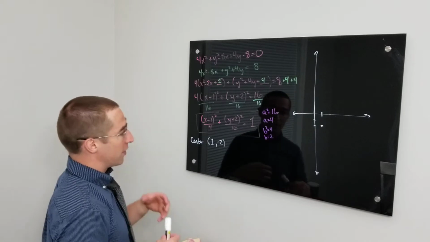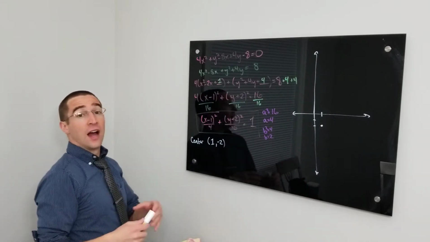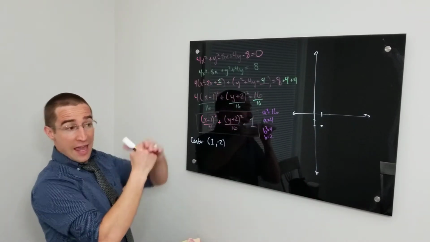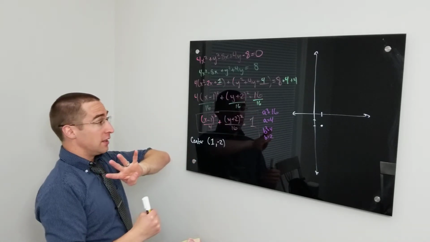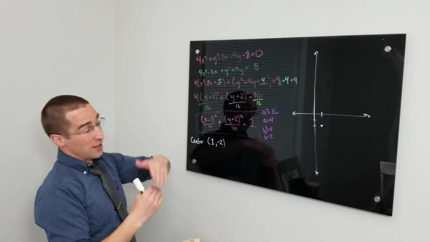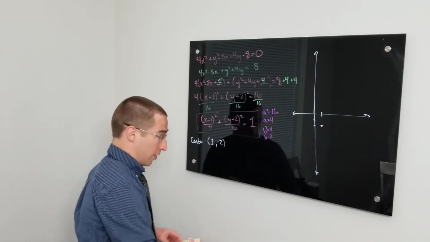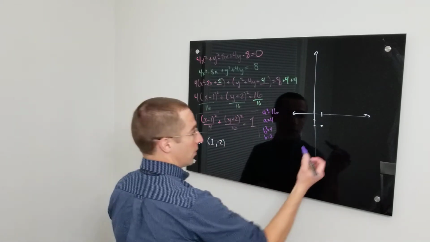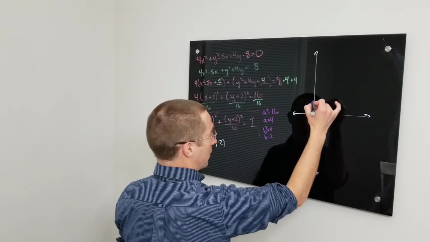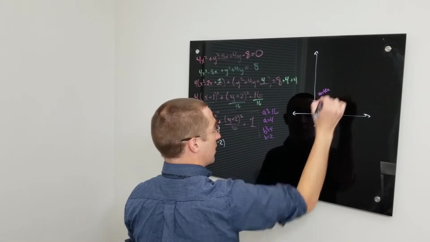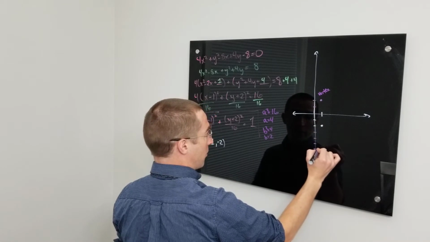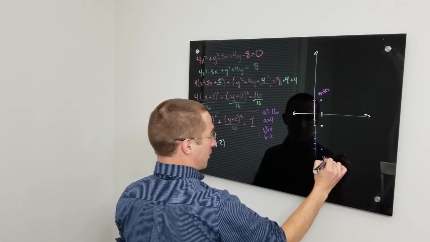Now, if I want to find my vertices, I need to go a distance, in other words 4, away from the center. And in this case, it's going to be up and down. So I'm going to go 4 up, 4 down. So 1, 2, 3, 4. That's going to be a vertex. And then 1, 2, 3, 4 down. That's going to be another vertex.